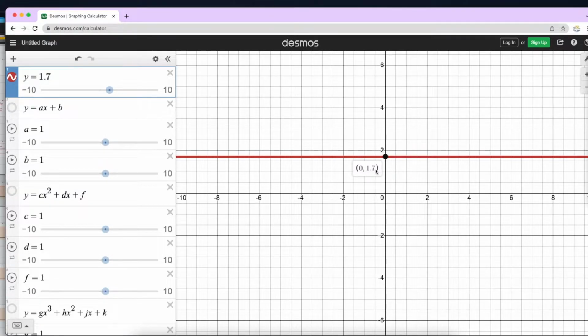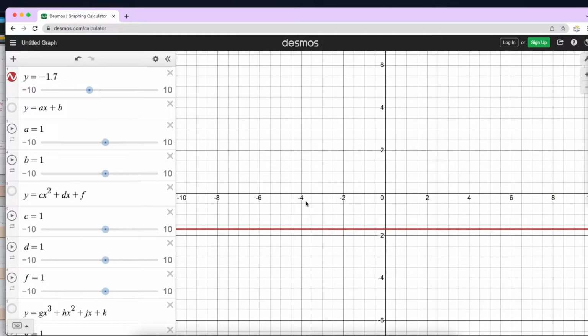That's not a shocker. It's a horizontal line, and its y value is fixed, so it's always going to cross at whatever that y value is fixed at. So again, if I was to take this and drag it down to negative 1.7, I would get the same idea, but negative. Okay? So in terms of y-intercepts, that's what we're going to end up getting.